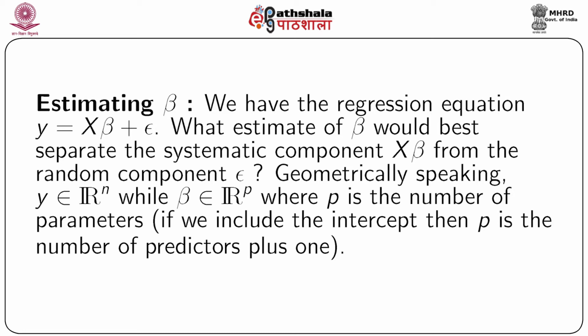So we will be looking at the method of estimating the betas using the algebra of least square. So we have a regression equation y equals x beta plus epsilon. So what estimate of beta would best separate the systematic component x beta from the random component epsilon? Geometrically speaking, y belongs to the real space of dimension n, while beta belongs to the real space of dimension p, where p is the number of parameters. Now if we include the intercept, then p is the number of predictors plus 1.